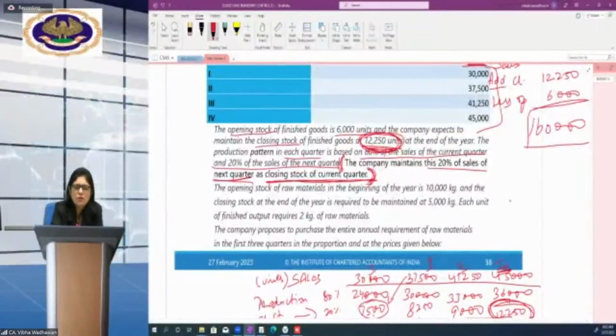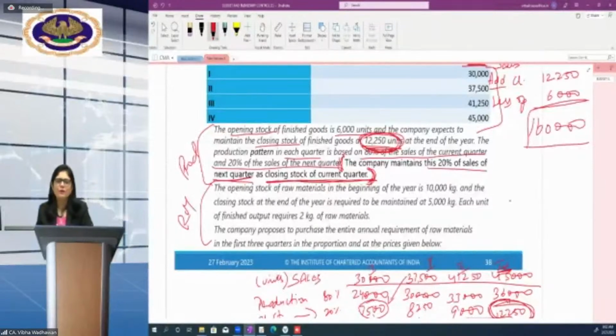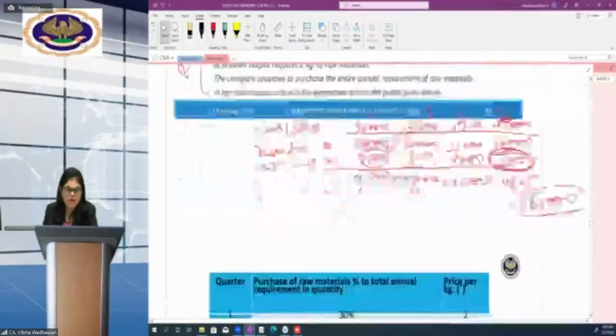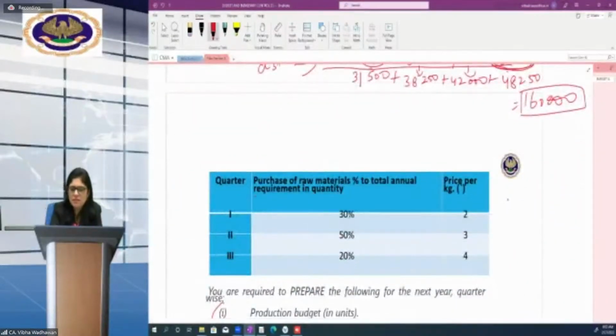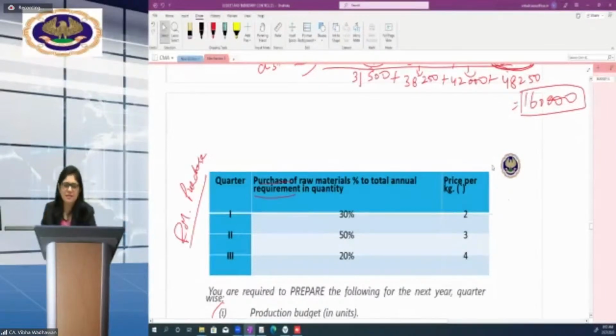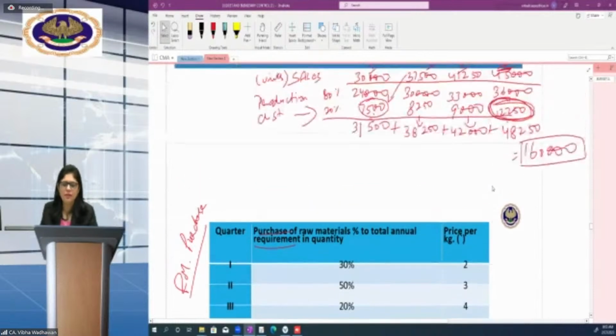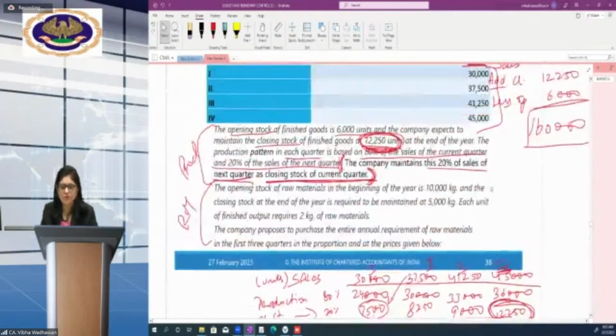Okay. So this was the production part, right? Now the next part of the question is for the raw material. The first paragraph was to calculate the production budget, the next paragraph is to calculate the raw material information, and the last paragraph is to calculate the raw material purchase budget. See, all the information is categorized in the question. The last information is for the raw material purchase budget, so we will ignore it for the time being. We have to take this information.